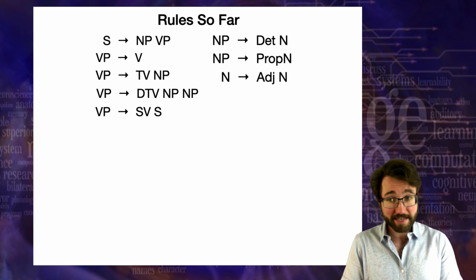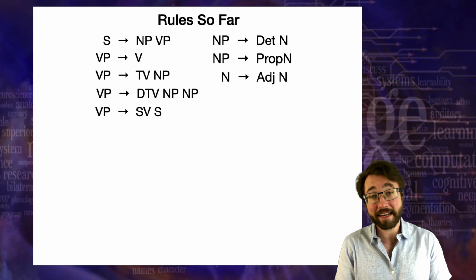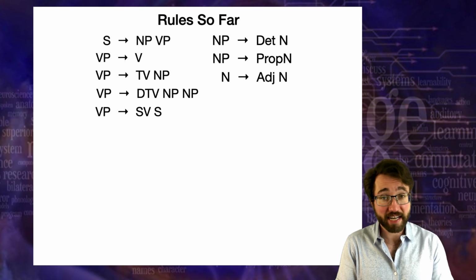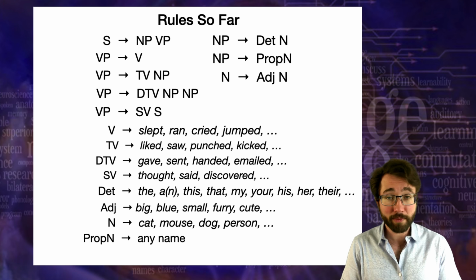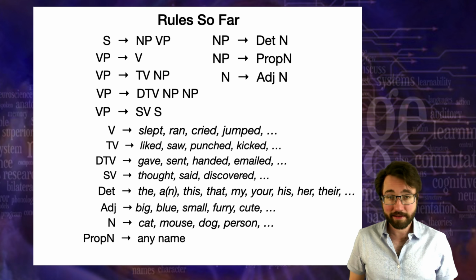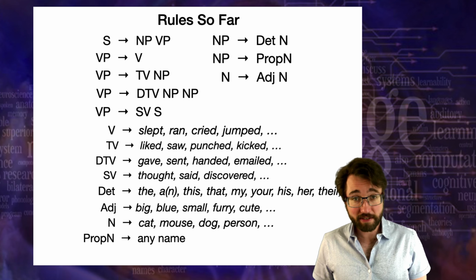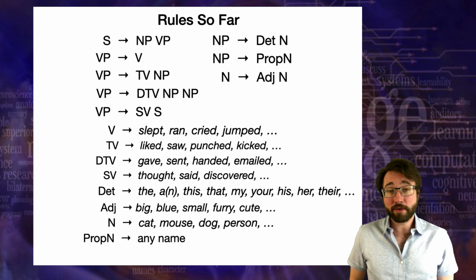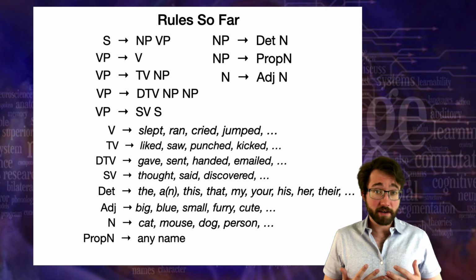We have for noun phrases that a noun phrase can consist of a determiner followed by a noun. A noun phrase can consist of a proper name, and a noun can consist of an adjective followed by a noun. And then we have a whole bunch of lexical entries, which define the actual words that these things ground out as. So these rules so far describe a lot of the co-occurrence constraints and the word order constraints in the English language. And you can imagine using these rules to actually generate a random sentence.